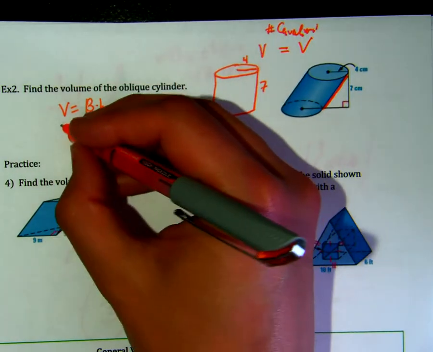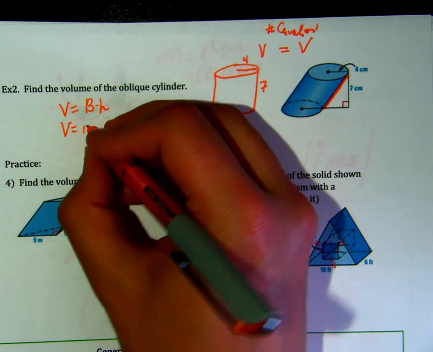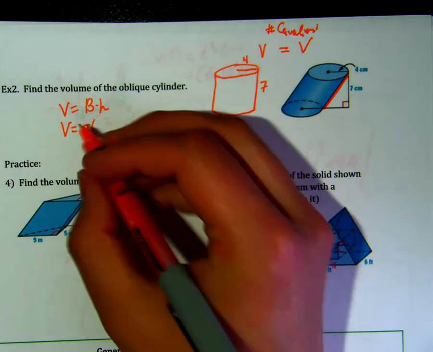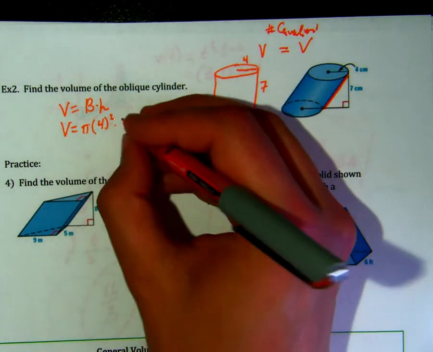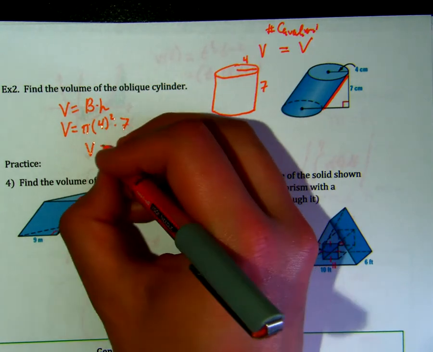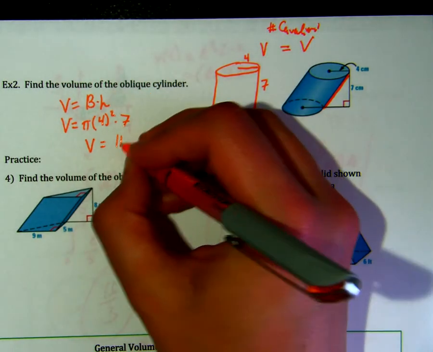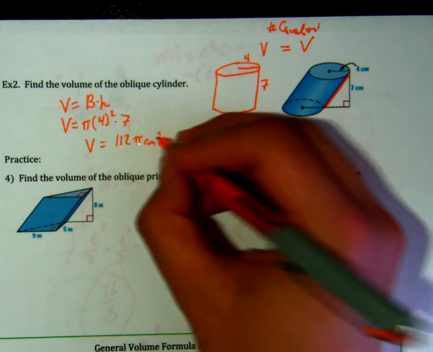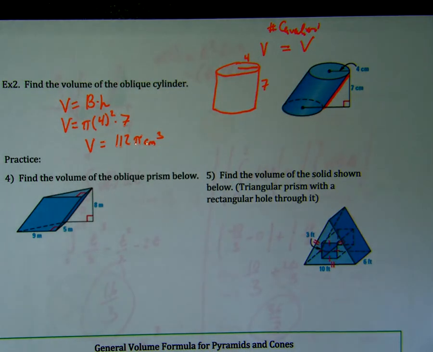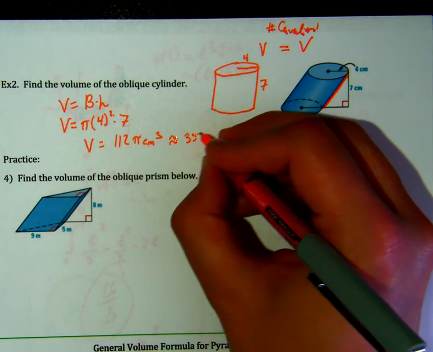Okay. So the volume here is the area of the base, which is pi r squared, times the height, which is 7. So this ends up being 112 pi centimeters cubed. All right. And if you're looking for the approximate answer there, that is about 351.86.